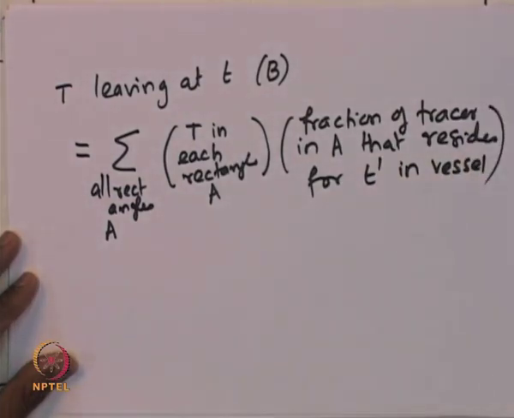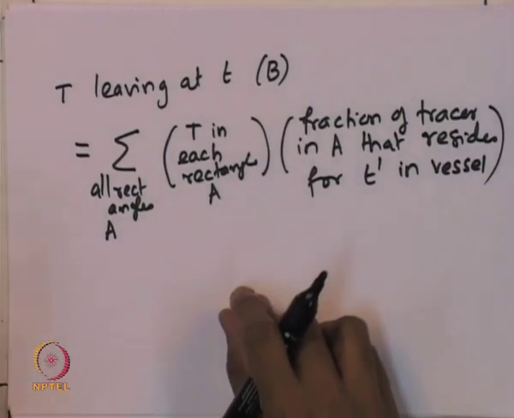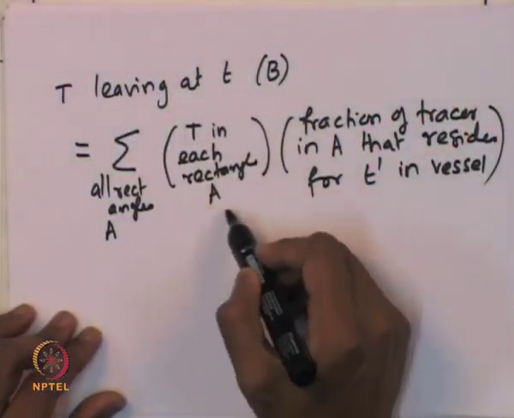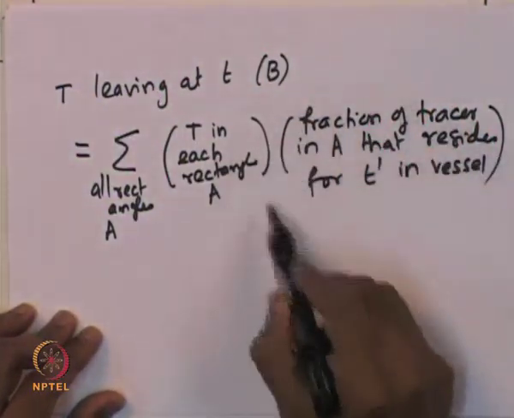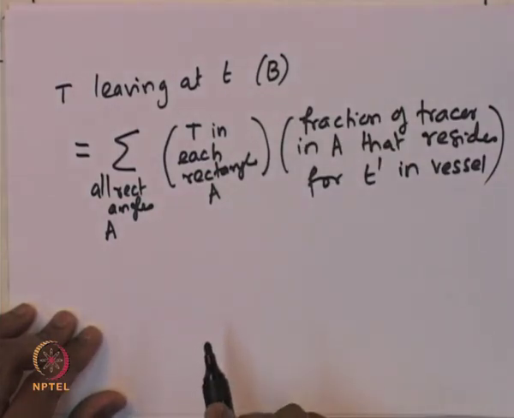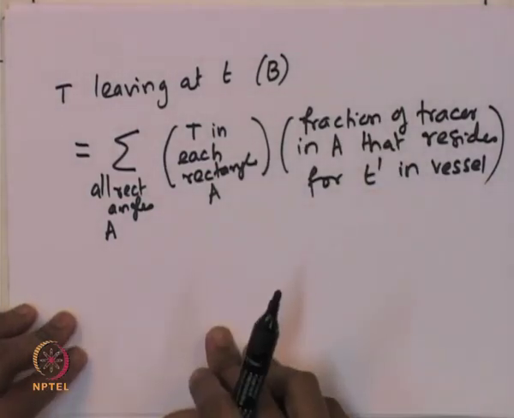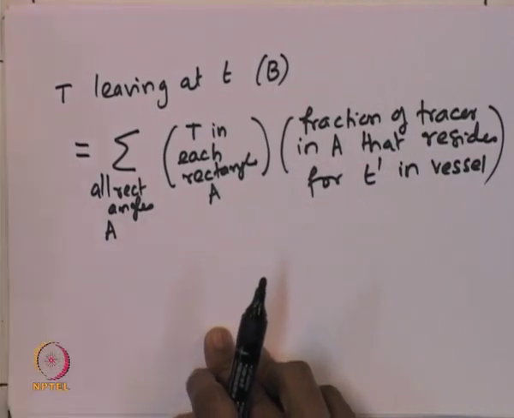So, the amount of tracer that actually enters the reactor at a time t prime before the time t, which is basically the time at which the certain tracer species is leaving the reactor, I am attempting to connect that to the amount of material that has come into the reactor. And so, that should be equal to the sum over all rectangles, that is the amount of tracer present in each rectangle multiplied by the fraction of tracer in that rectangle that resides for t prime seconds in the vessel.